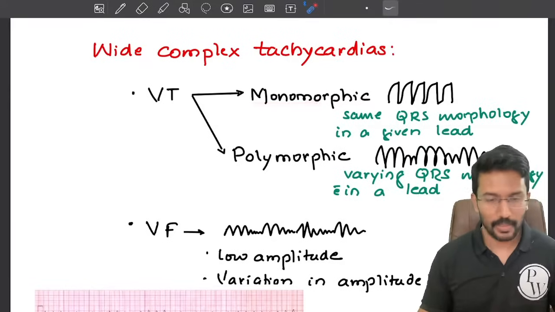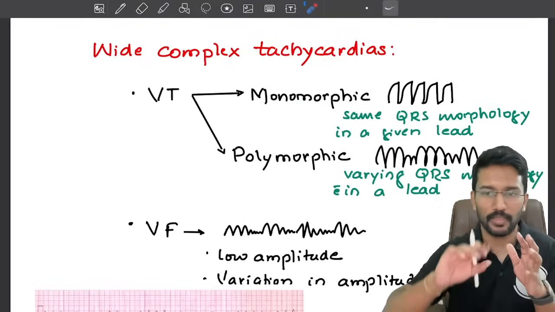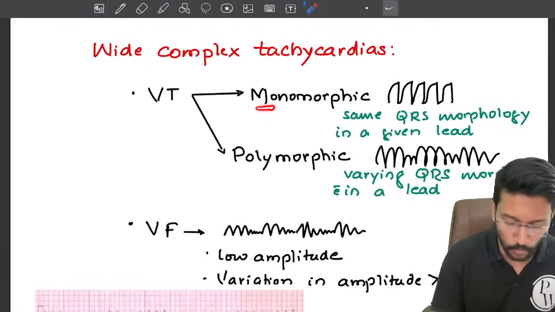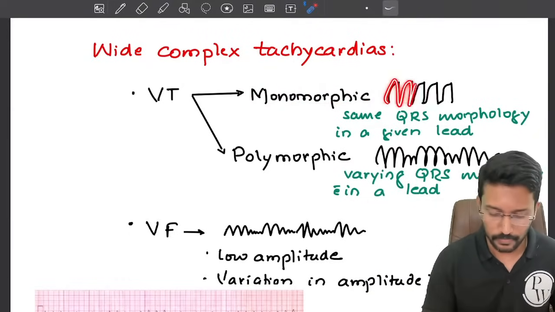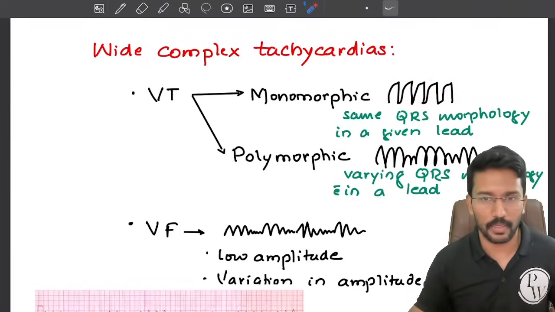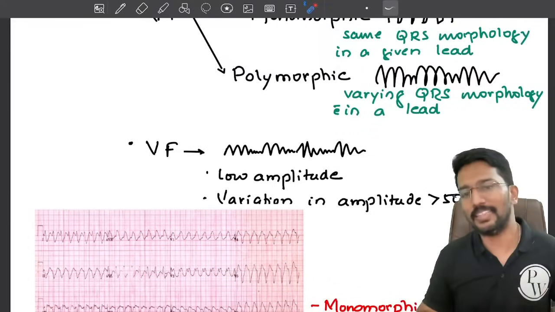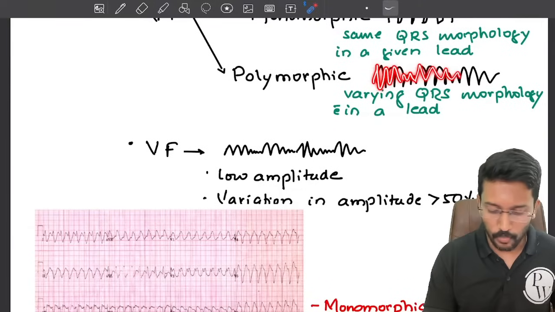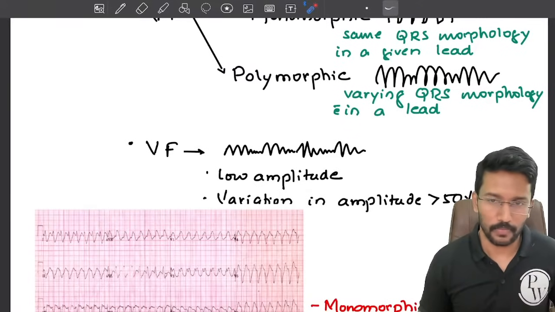In monomorphic, if you take any lead, in a particular lead, all the QRS complexes are of the same amplitude and they look the same. That's why it's called mono. Morphology is the same, monomorphic, like this. All looking the same in a given lead. In polymorphic, within one lead itself, the amplitude and the look of the QRS complexes will be changing. In that case, we call it polymorphic VT.